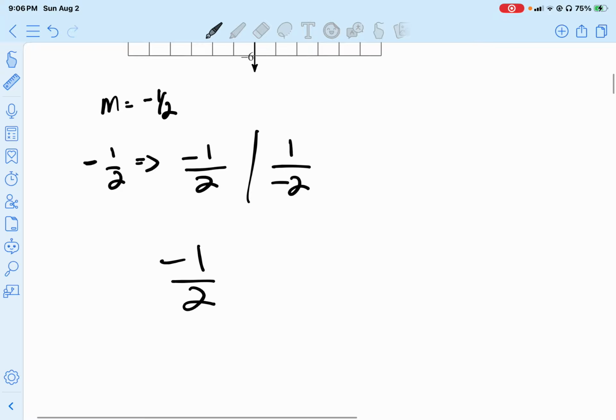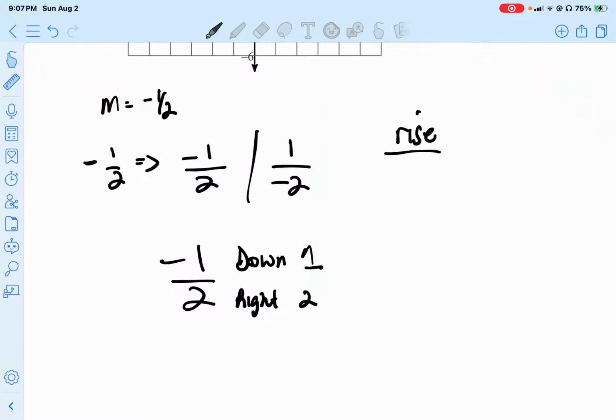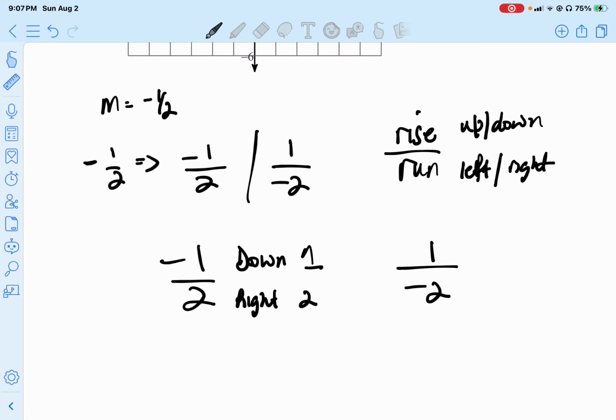Negative 1 over 2 means we're going to go down 1. That's what the negative means, down 1. And if it's positive, then it means to the right 2. Remember, the numerator is rise over run, and rise is up or down, and run is left or right. Just remember that.